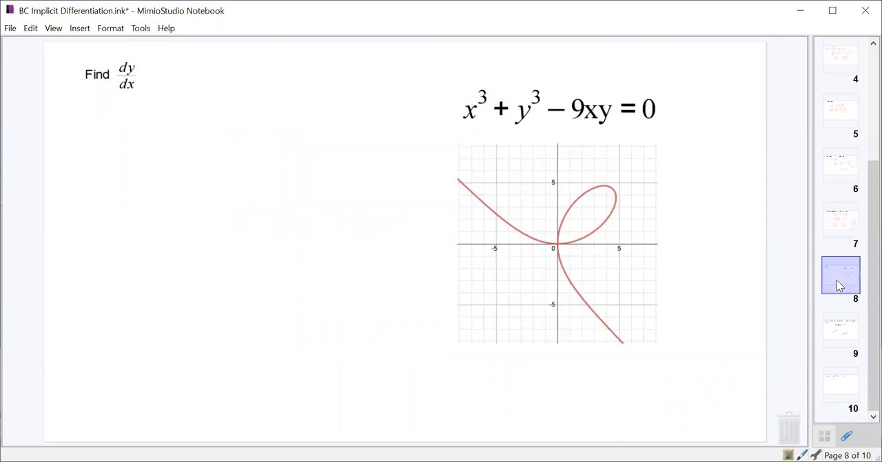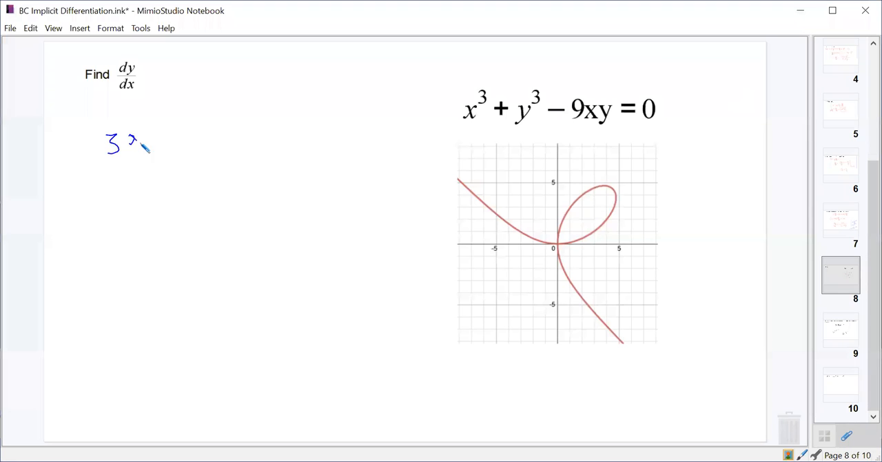Last one here. All right, you guys go through and find the derivative of this. Just find me the derivative. I was going to make you find the equation of the tangent line at a point, but we'll worry about that another day. Go find me dy/dx. Ready? Last one of these. Go.